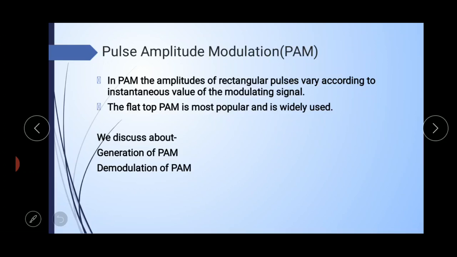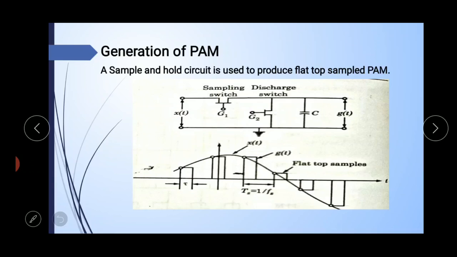The reason for using flat top is that during the transmission, the noise interferes with the top of the transmitted pulses, and this noise can be easily removed if the top is flat. Okay. So first we discuss the generation of pulse amplitude modulated signal.